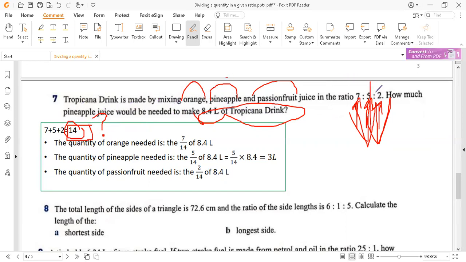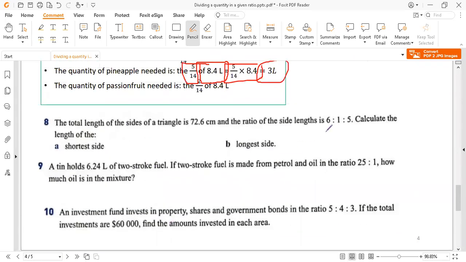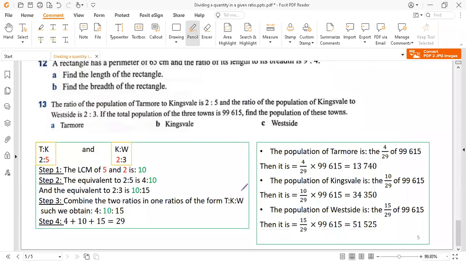So the middle one, 5/14. 5/14 of the given quantity, 8.4 liters of Tropicana drink. So we multiply 5/14 by 8.4 to obtain 3 liters of pineapple needed. Okay, and you can also proceed with the others the same way. These exercises are all similar. Okay, you can complete it by yourself.